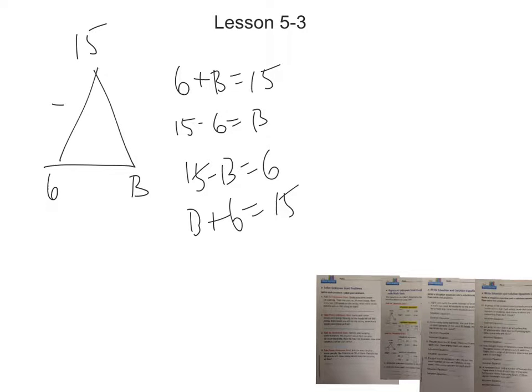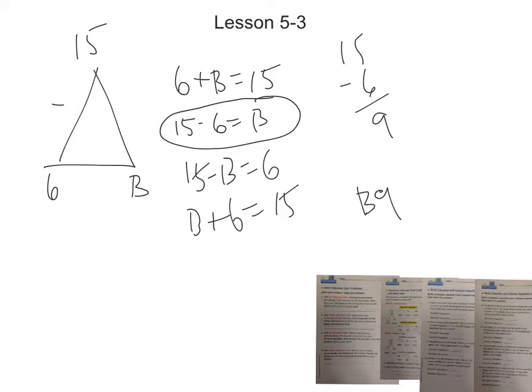So knowing all those, this is the easiest one that we could do because we have two numbers on one side of the equal. So if you know 15 minus 6, then you know it equals 9. So B would equal 9. So 9 blue bracelets. Okay?